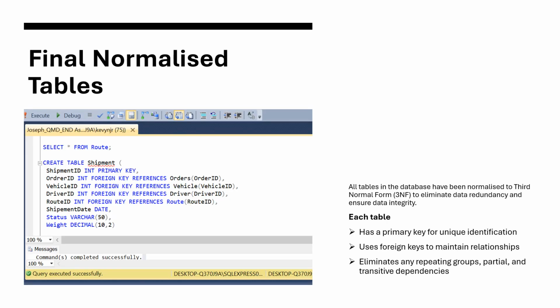Then final normalized tables. All tables in the database have been normalized to third normal form to eliminate data redundancy and ensure data integrity. Each table has all those points listed, like eliminating repeating groups, partial and transitive dependence, has a primary key for unique identification, and uses foreign keys to maintain relationships. Let's go to the next one.